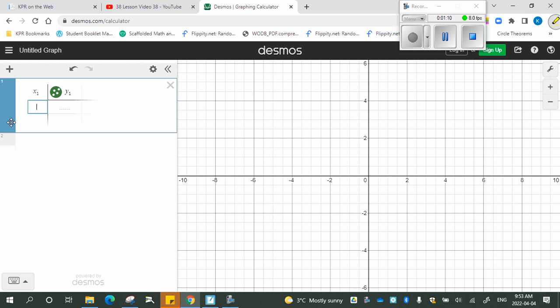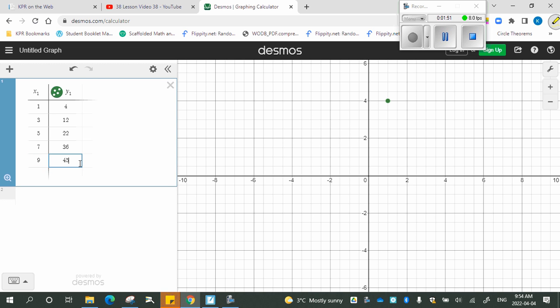Okay? And then the first thing we're going to put in is 1 for X, and then 4 for Y. Then you go down to the next level of the table, 3 for X, 12 for Y. Go down to the next level of the table, 5 for X, 22 for Y. 7 with 36, and 9 for 45, 9 and 45. So now you've entered your data, okay?